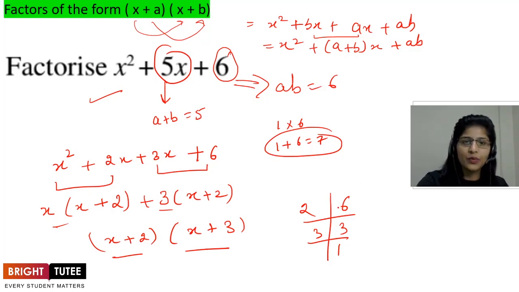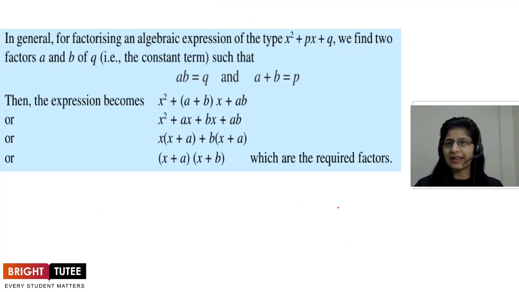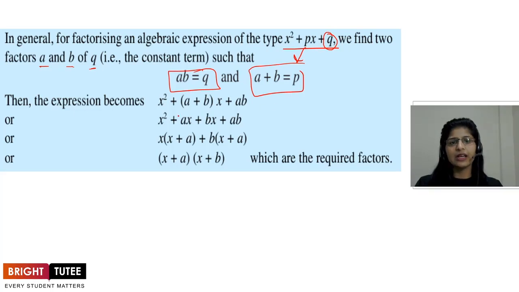Okay, moving ahead. So the thing that I have explained is generally explained here. Suppose the algebraic expression is of the form x square plus px plus q. We find two factors a and b of q, right? Of q, that means two factors whose multiplication will be equal to q. So ab is equal to q and a plus b is equal to p, this one. Clear? So x square plus a plus b x plus ab.